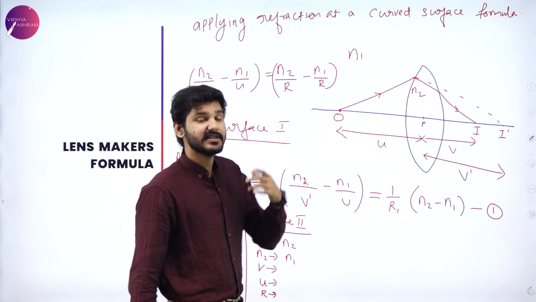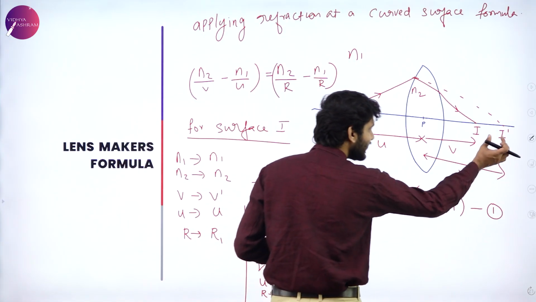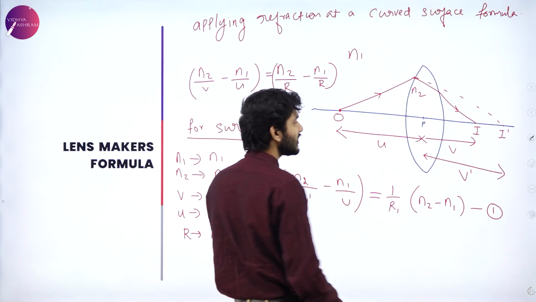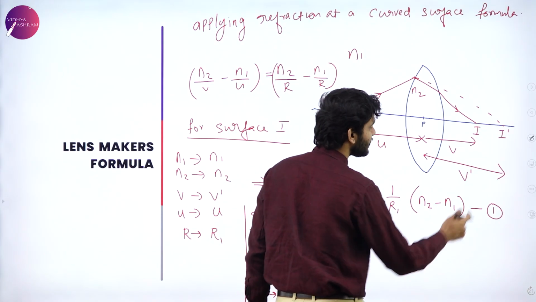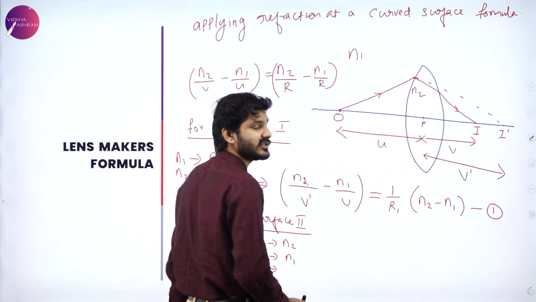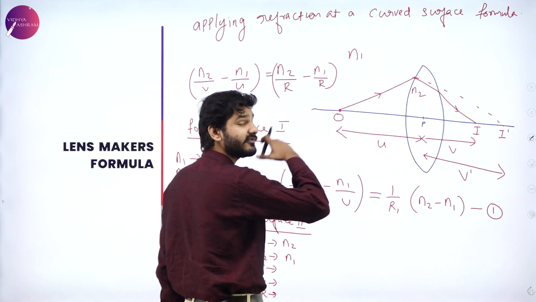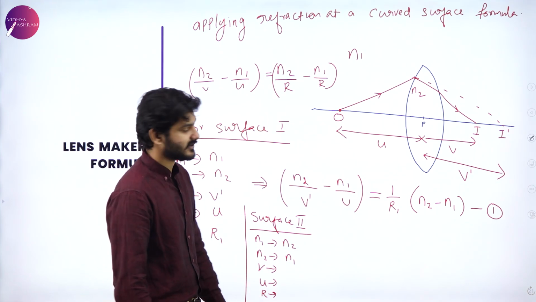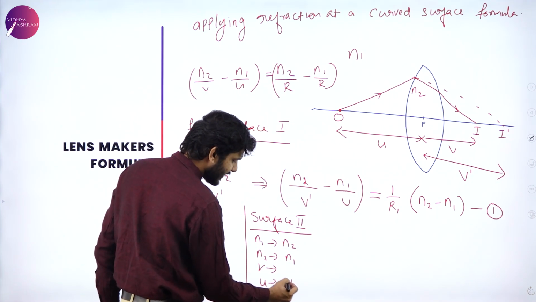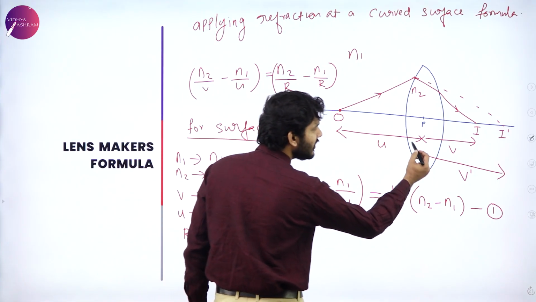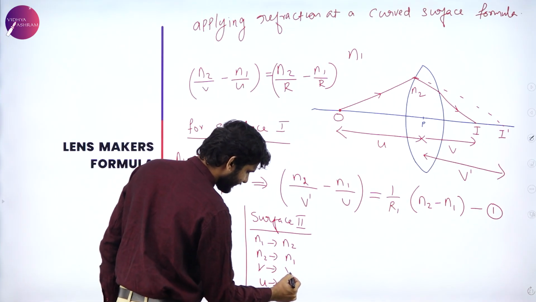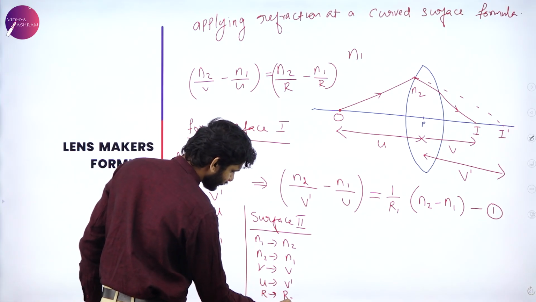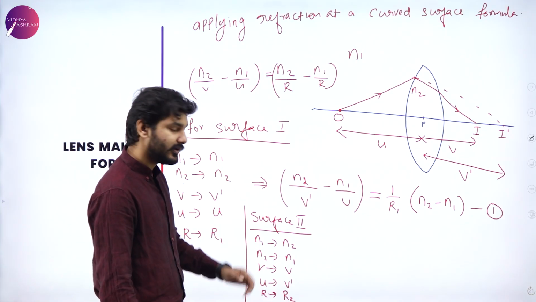Now here, what is the object? Here we know that the image that is first formed is going to act as the object. Since I dash is acting as the object, this V dash, the image distance for the first curved surface, is now going to be the object distance. U will become V dash and V will just be V itself. That is the image that is formed. So V will be V and R will be R2.